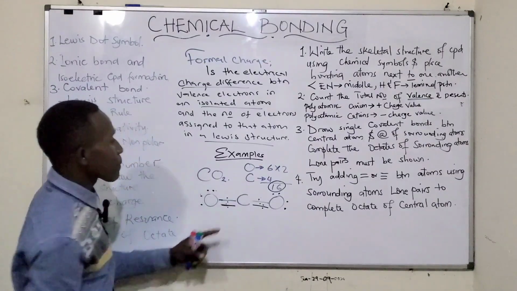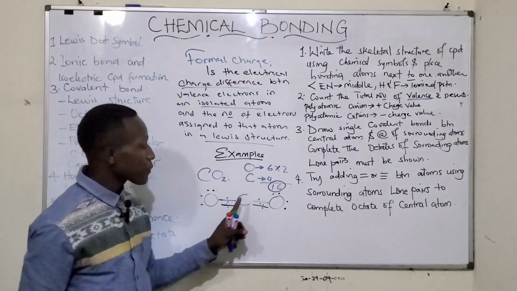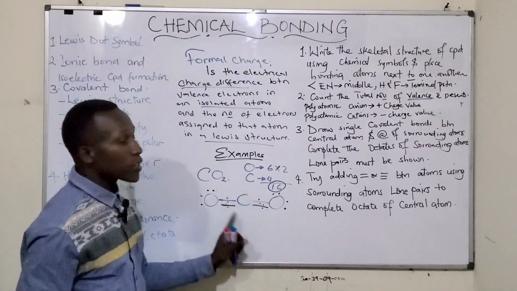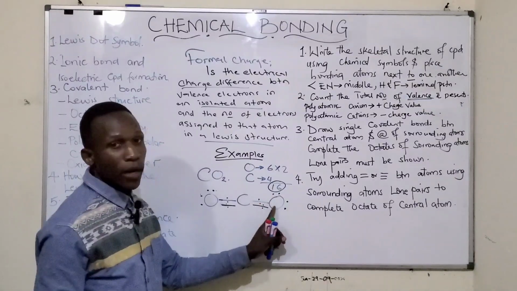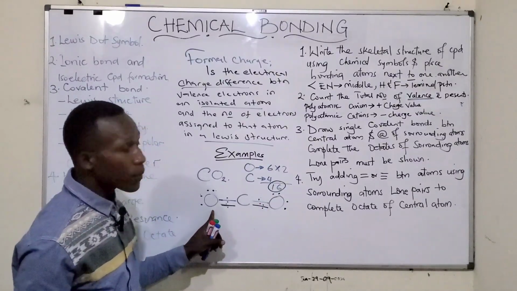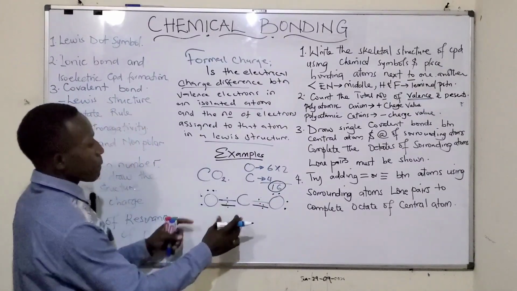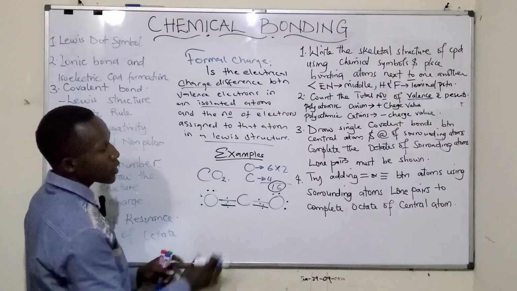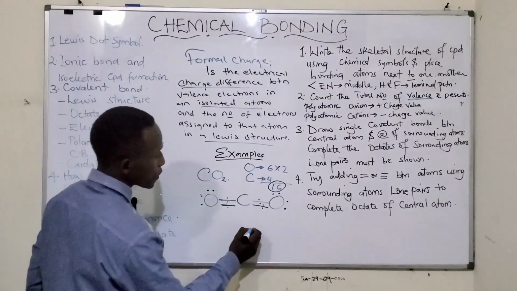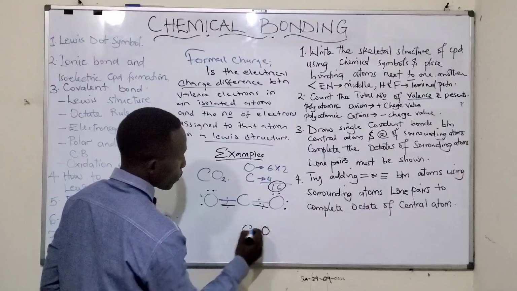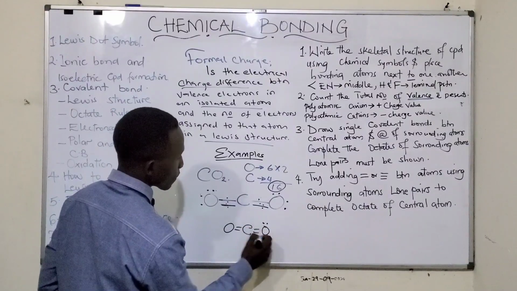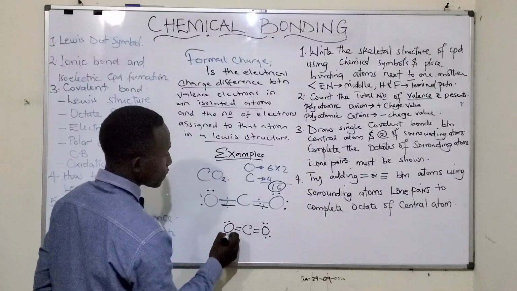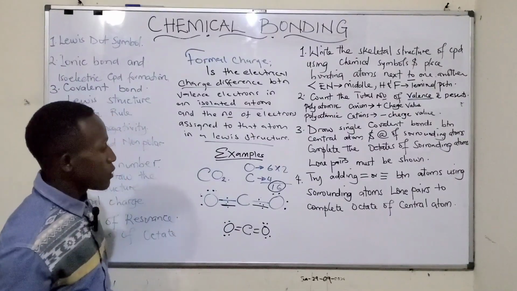So carbon is surrounded by 8 electrons, and also oxygen is surrounded by 8 electrons, same as this oxygen. This means that this is the Lewis structure for carbon dioxide. It is O=C=O, and each oxygen has lone pairs of electrons.